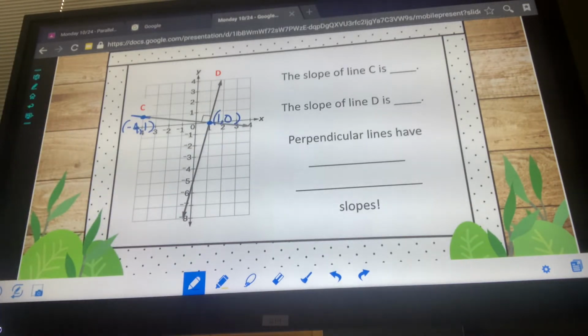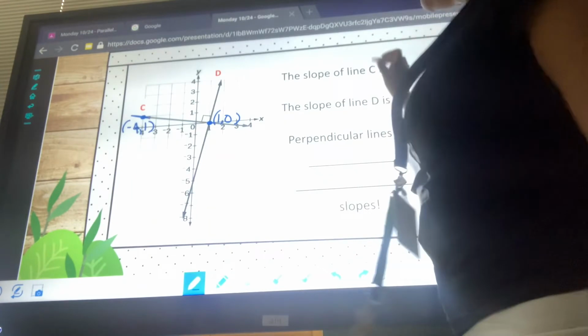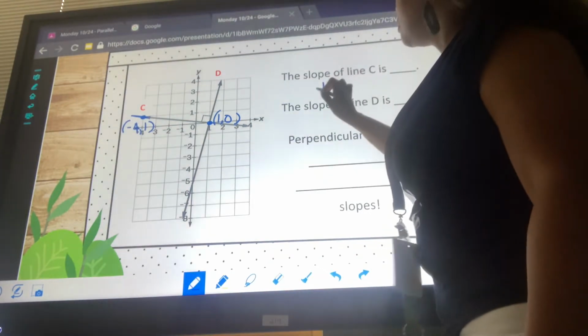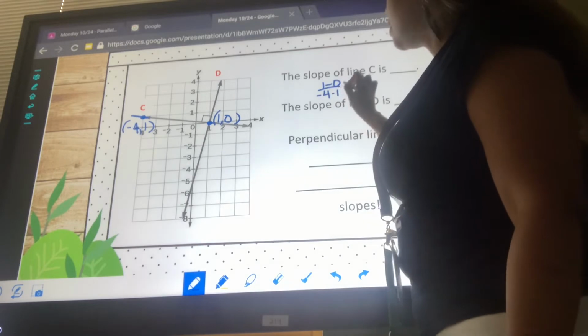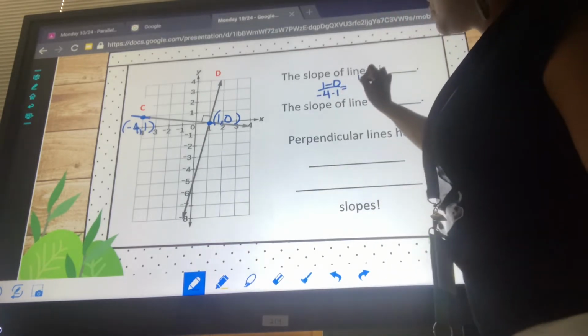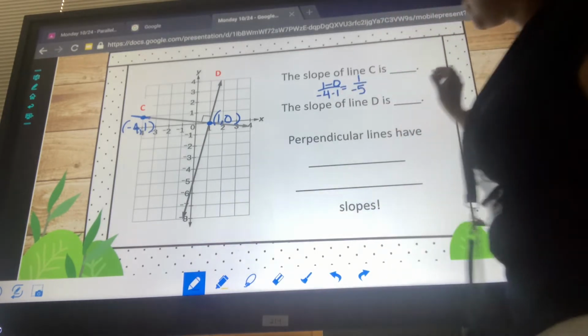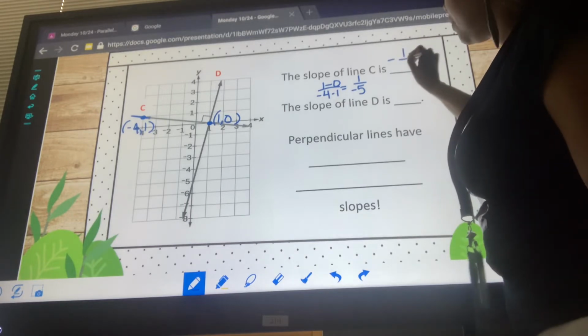Okay, let's find our slope. So we're going to have 1 minus 0 over negative 4 minus 1. That gives me 1 over negative 5. So my slope is a negative 1/5.